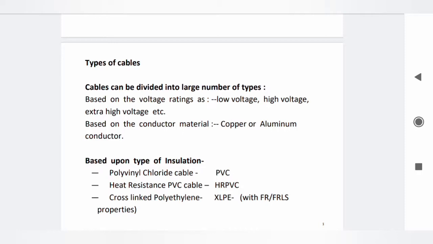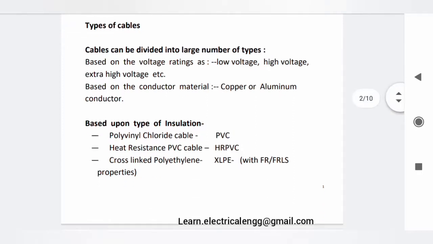First is voltage. It can be divided into low voltage, high voltage and extra high voltage cables, and sometimes it can also be a medium voltage cable. Then the second parameter can be conductor material. It can be copper conductor or aluminum conductor.